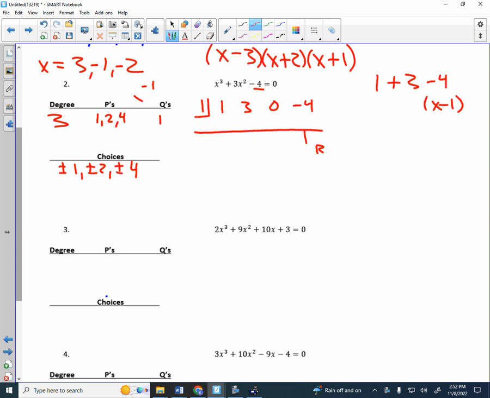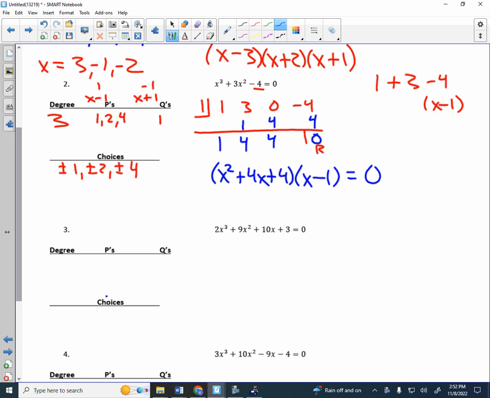If negative 1 worked, then x plus 1 is the factor. If 1 works, then x minus 1 is the factor. It's whatever the solution is. I drop the 1, and I multiply. I get 1. I add, and I get 4. Multiply, I get 4. Add, I get 4. Multiply, I get 4. Add, and I get 0. You must get 0. If you don't, you did something wrong. Turns out I've got x squared plus 4x plus 4 times that x minus 1. That's what this thing factors to.